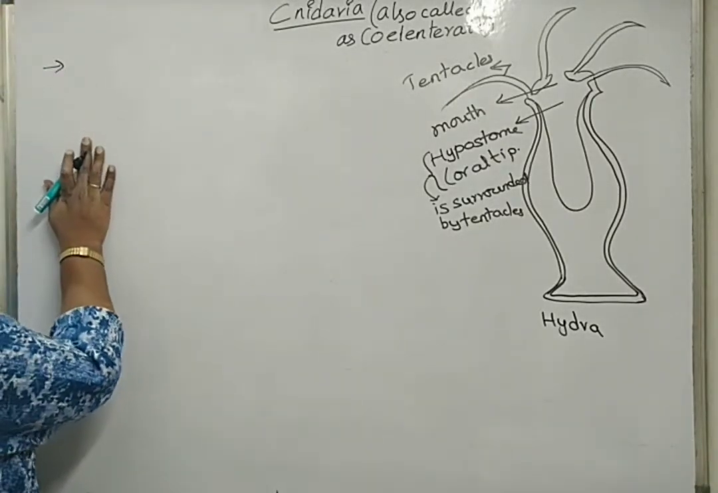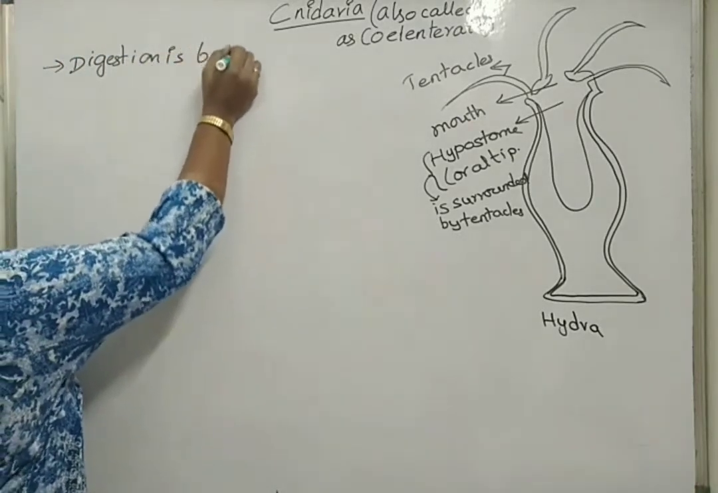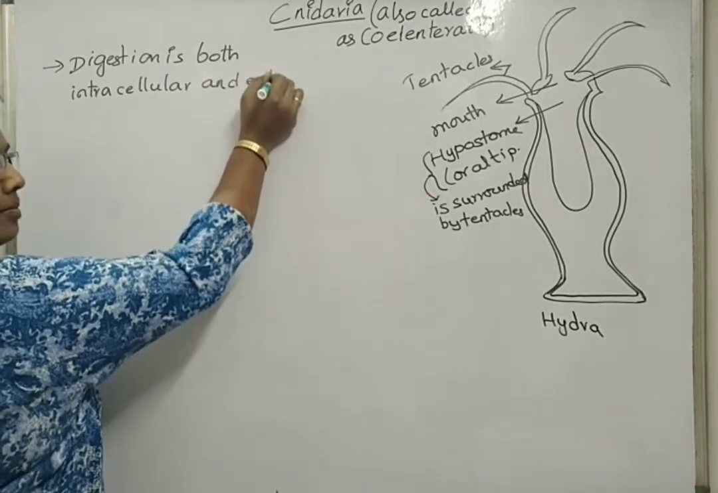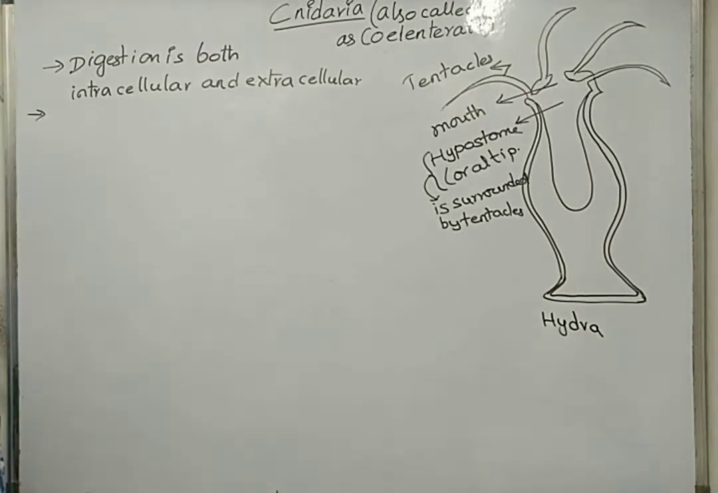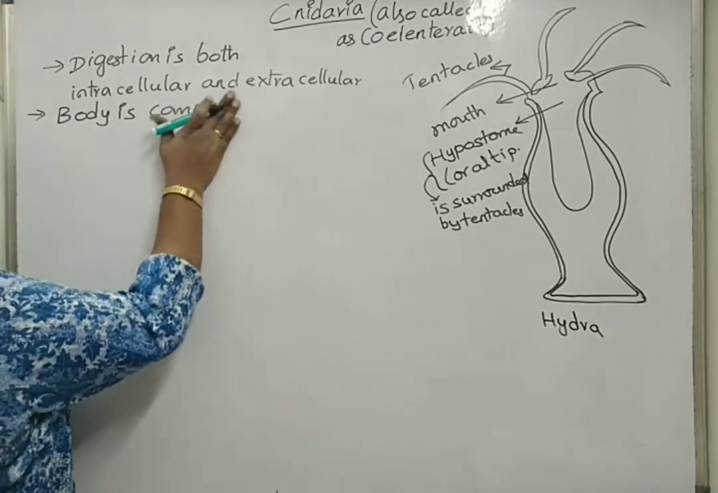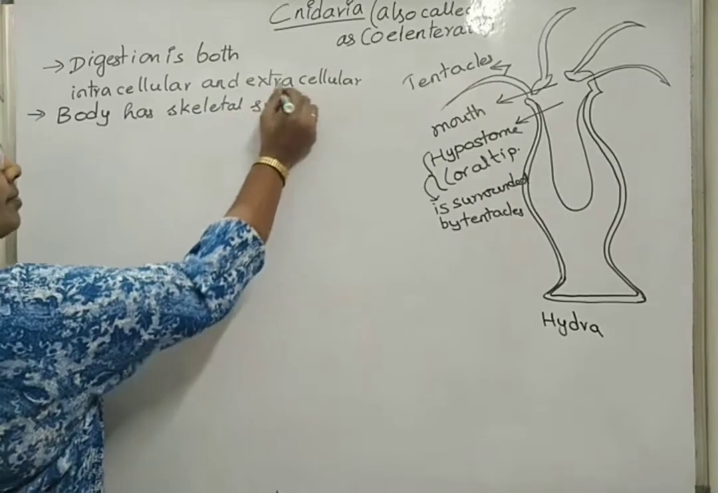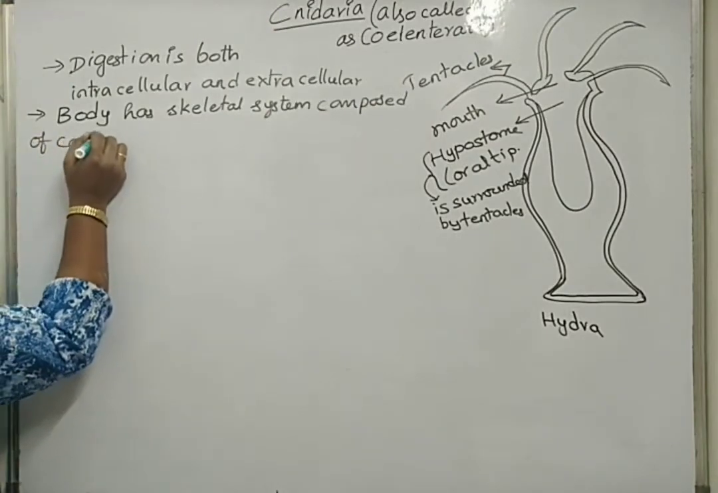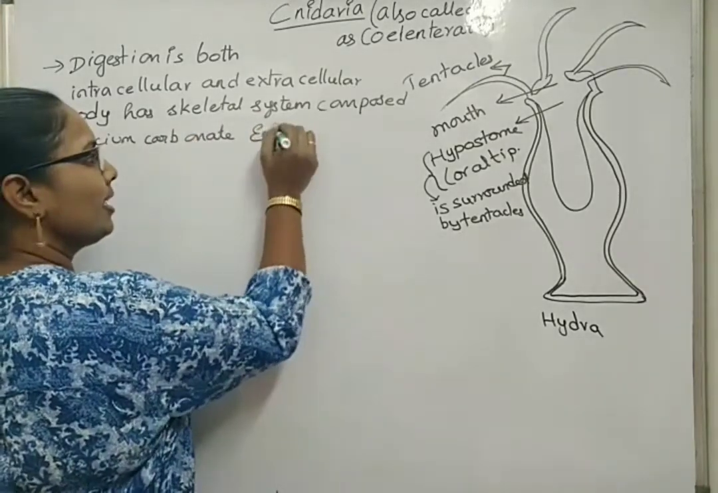Next. Digestion is intracellular and also extracellular in nature. Digestion is both intracellular and extracellular. Body has skeletal system that is composed of calcium carbonate. Cnidarian's body has skeletal system composed of calcium carbonate. Example we can take under cnidarians as corals.